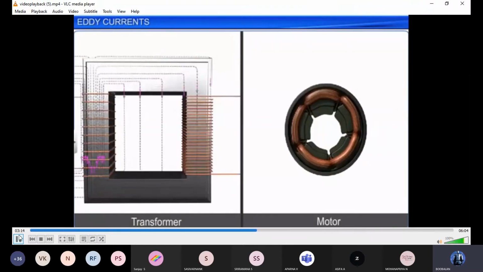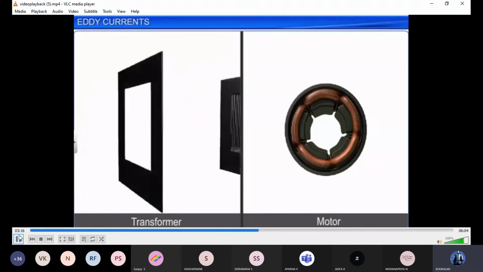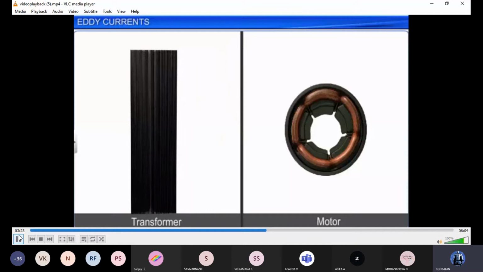Eddy currents are minimized by using laminations of metal to make a metal core instead of using a single metal piece. The laminations are separated by an insulating material like lacquer. The plane of the laminations is arranged parallel to the magnetic field such that it cuts across the eddy current paths. This arrangement reduces the strength of the eddy currents.